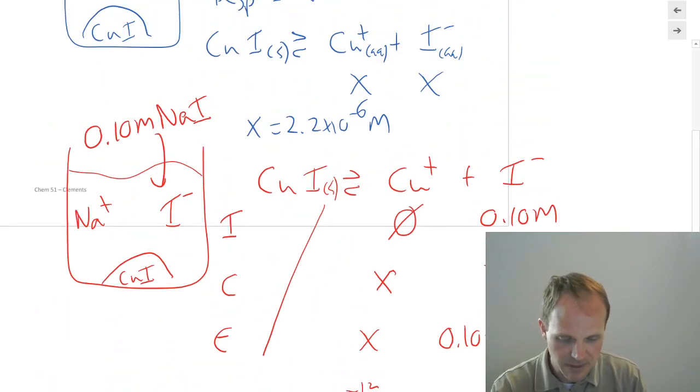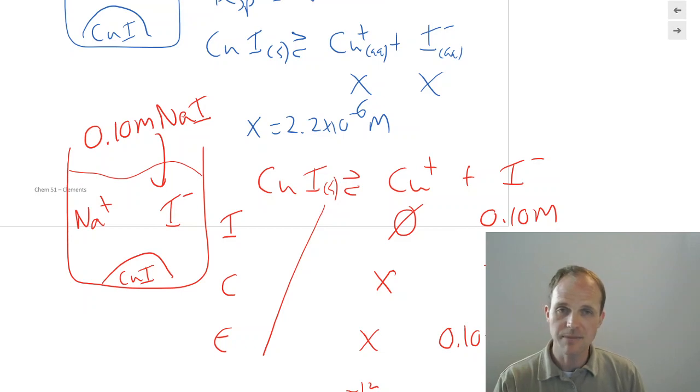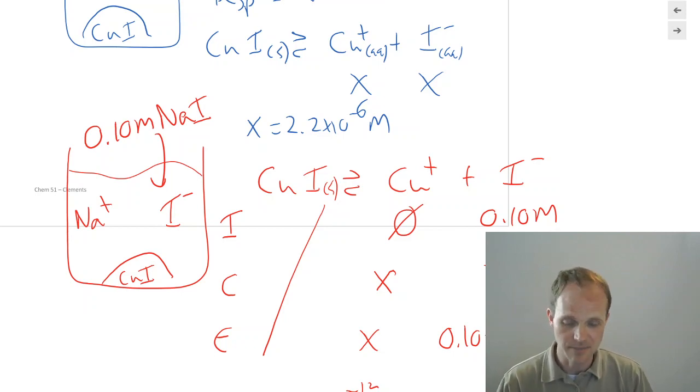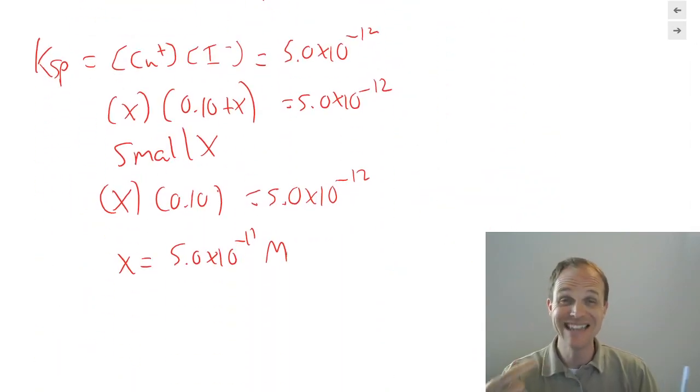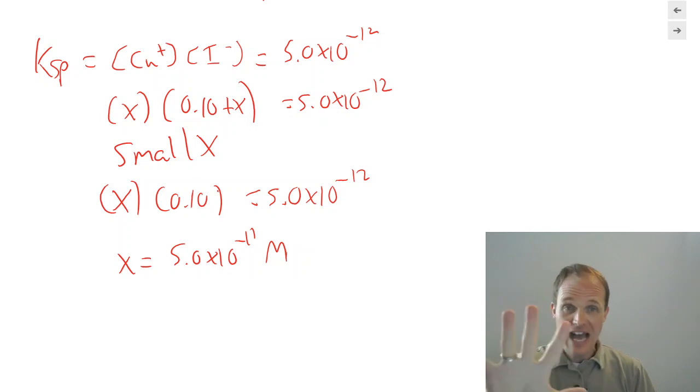Let's scroll back up here. When it was just copper iodide by itself as a solid, I got 10 to the minus 6th molar as my solubility. When I have some iodine in there, I have 10 to the minus 11th molar. That is 5 orders of magnitude.